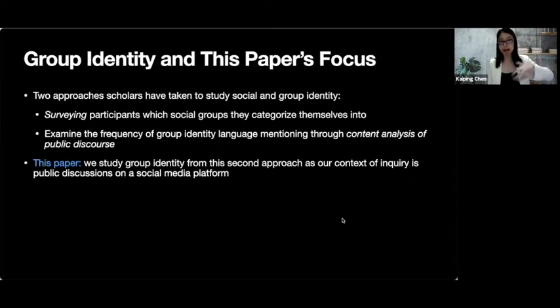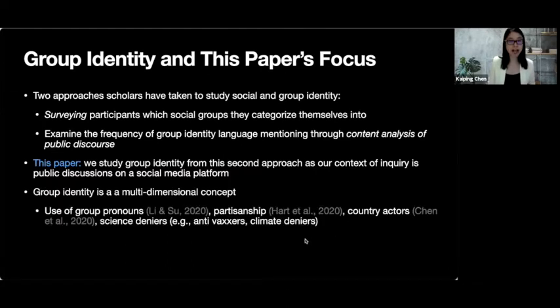So in my paper, I study group identity from this second approach because the context of my paper's inquiry is looking at public discussion on the social media platform. And also, the second point is that group identity, again, is a very multidimensional concept. So scholars look into identity based on partisanship, based on country factors such as nationalism. And also people look into identity based on science attitudes.